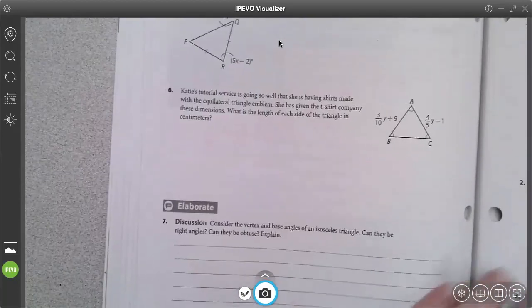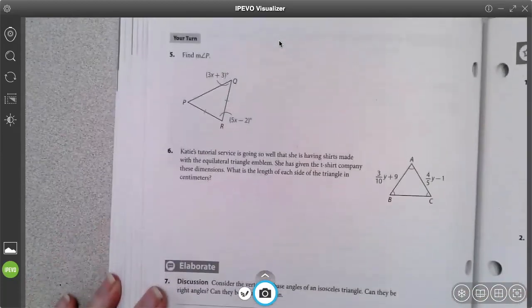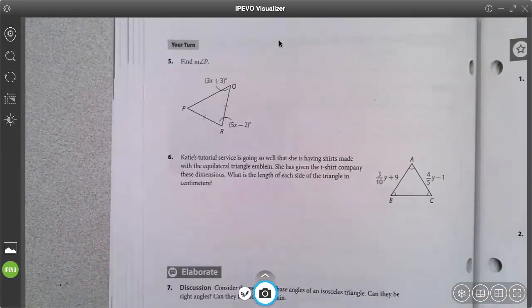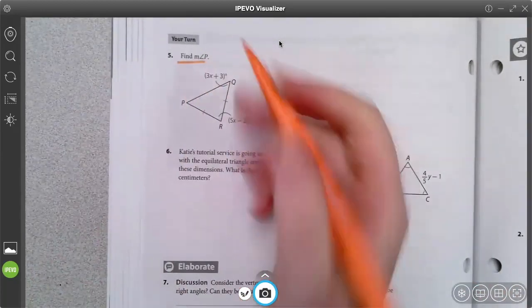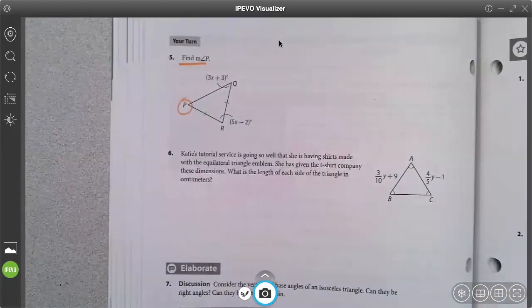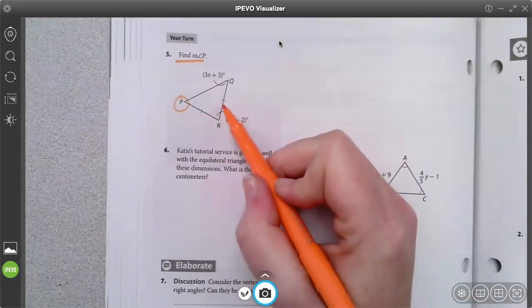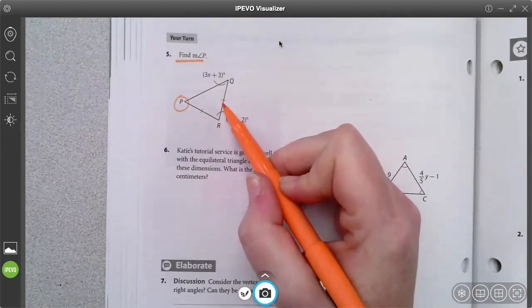Let's do just 2 more examples. On the next page, page 332, number 5, it says find the measure of angle P. Angle P is right here. We don't have any reading to do, so let's look at our marks. We have 2 congruent sides, which means that this is an isosceles triangle.